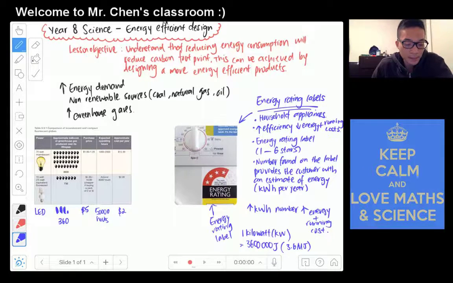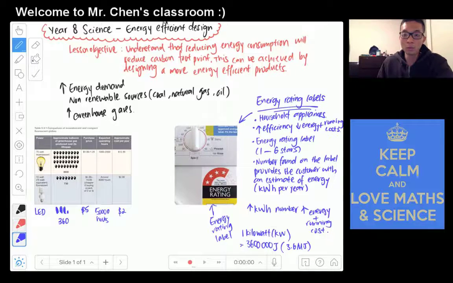So today in science, we are looking at energy efficient design. Okay, continuing with our energy topic. These videos and the next videos will prepare you for your efficient house design. But let's talk about what is energy efficient design first. So the lesson objective is to understand that reducing energy consumption will reduce carbon footprint. This can be achieved by designing more energy efficient products.